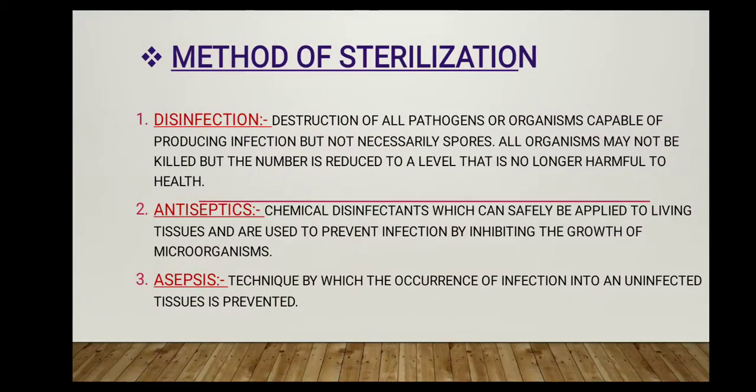Methods of sterilization include: first, disinfection, destruction of all pathogens or organisms capable of producing infection but not necessarily spores. All organisms may not be killed, but the number is reduced to a level that is no longer harmful to health. Second is antiseptics, chemical disinfectants which can safely be applied to living tissues and are used to prevent infection by inhibiting the growth of microorganisms. Third is asepsis, a technique by which the occurrence of infection into an unaffected tissue is prevented.